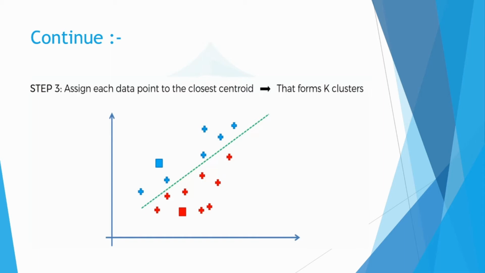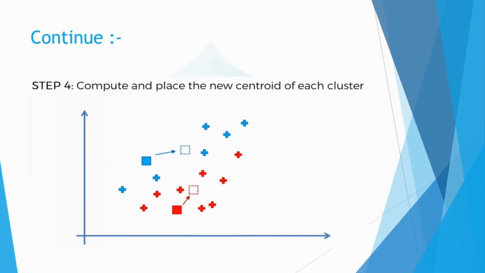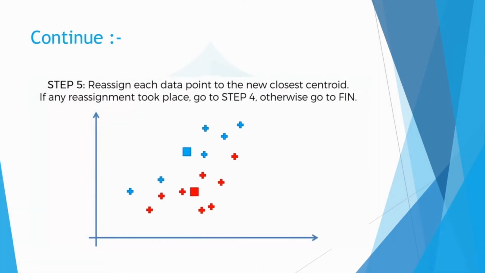Now after separating the clusters, we have to calculate the center of mass of each cluster. So let's see step 4, which is to compute and place the new centroid of each cluster. After computing, the value is this dotted square. So let's move our centroid to this position. After moving our centroid to this position, now we have to reassign each data point to the new closest centroid. If any reassignment took place, go to step 4, otherwise go to finish.